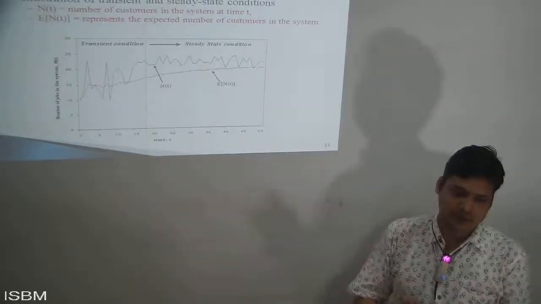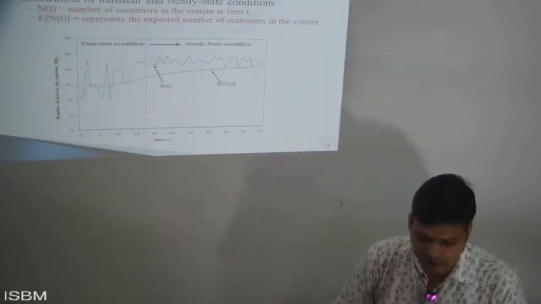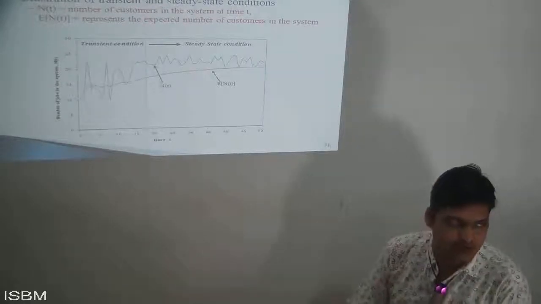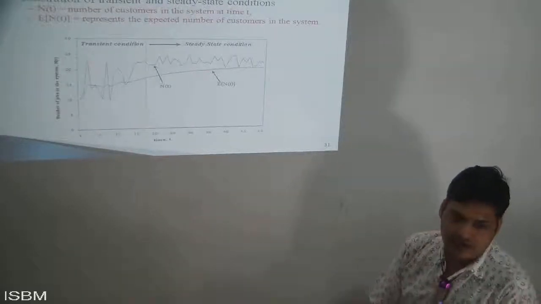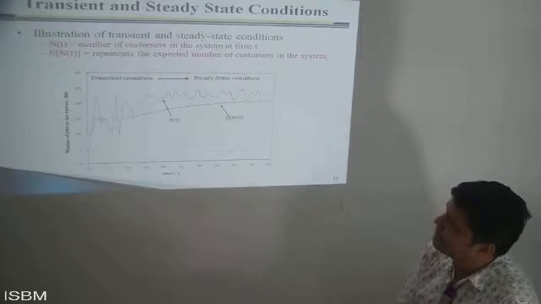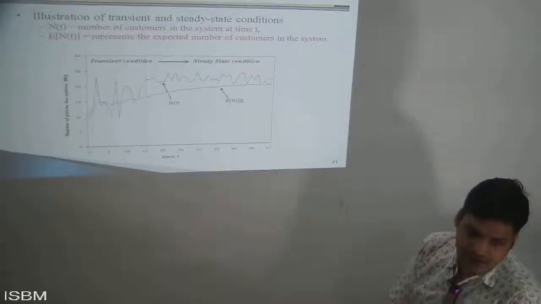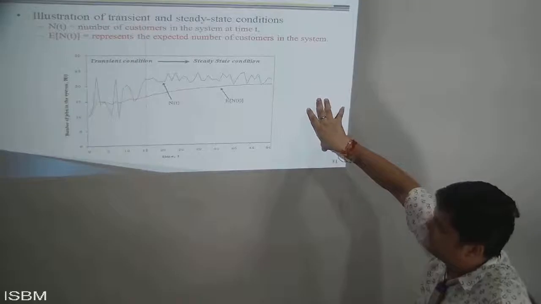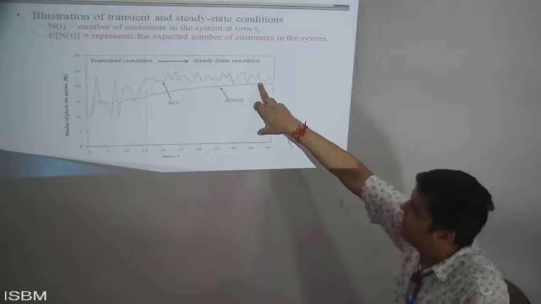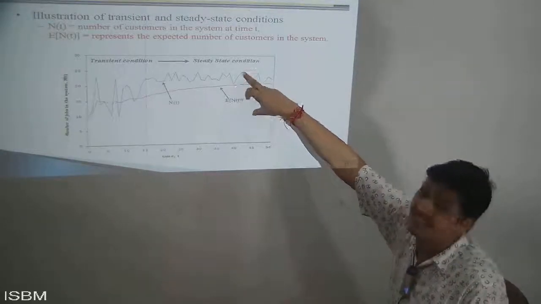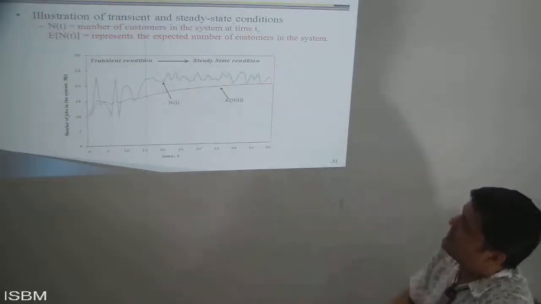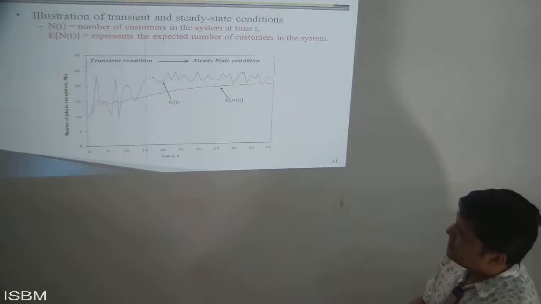Let's start with the same queuing model that we learned yesterday, continuing the queuing model. Starting from slide number 31, an illustration of transient and steady state conditions. You can see over here N(t) and E[N(t)] shown in this graph. The number of customers in the system at time t, which is N(t), is showing in a zigzag manner, and the red line, which is the E[N(t)] curve, represents the expected number of customers in the system.